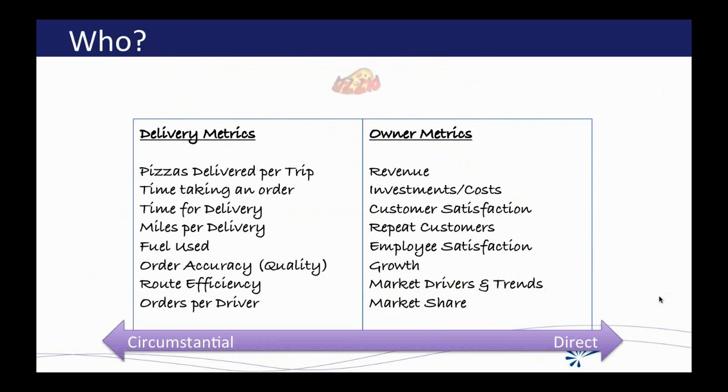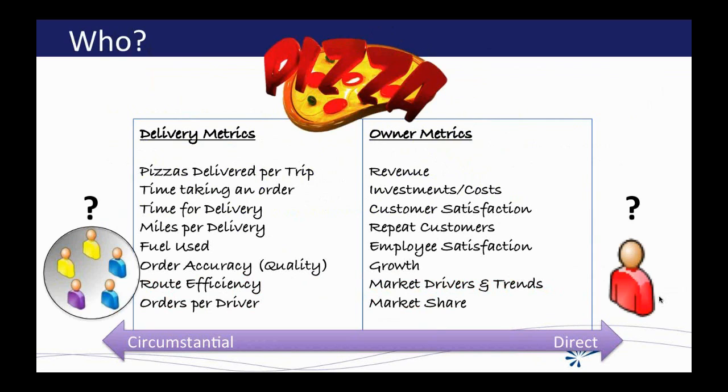So who tracks these? You've probably thought about this before. From the pizza perspective, who are the delivery metrics for? They're for the people building the pizzas. They're for the people delivering the pizzas. They're for those managers. It's for them to do their job better. And the owner metrics, they're for the owners. Easy enough in our pizza shop.